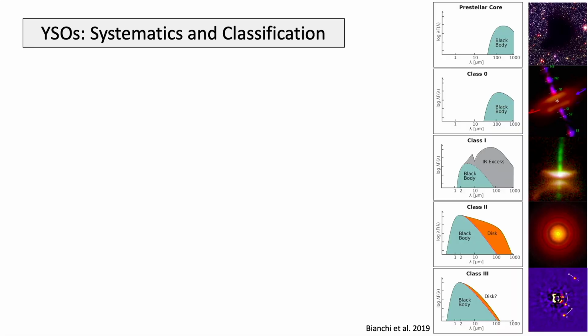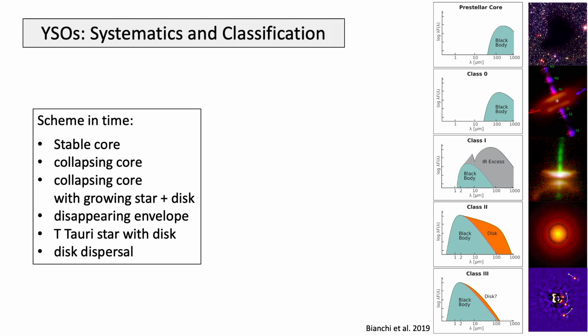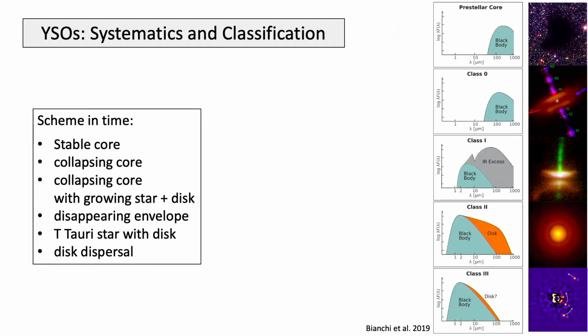So now we can conclude our classification scheme. Let's recapitulate what we had. We started with a stable, dense core, then a collapsing core. Then we had a collapsing core in which a disk started forming because of angular momentum conservation. The envelope disappeared, and then we had a T Tauri star with a disk. And finally, the disk goes away.